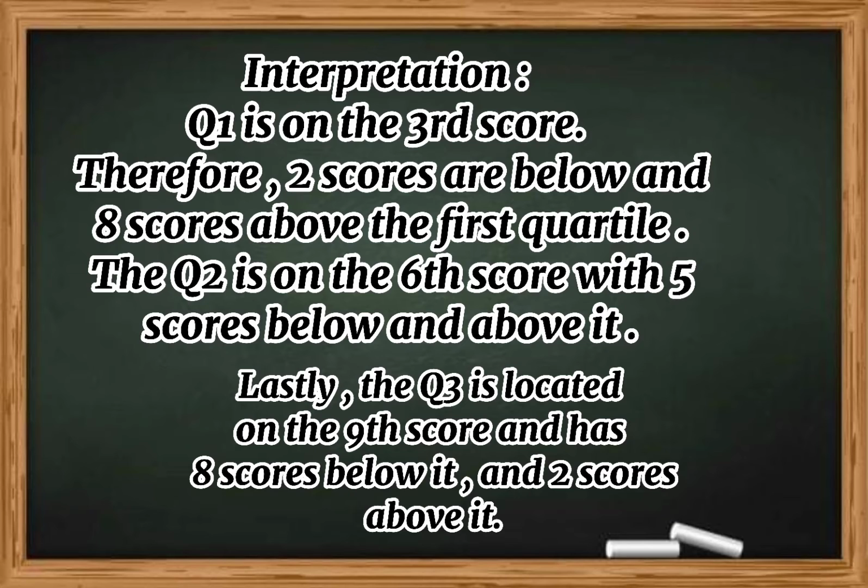So the interpretation will be quartile 1 is on the third score, therefore 2 scores are below and 8 scores above the first quartile. The quartile 2 is on the 6th score with 5 scores below and above it. Lastly, the quartile 3 is located on the 9th score and has 8 scores below it and 2 scores above it. So that's it. So now, let's answer my given problem.